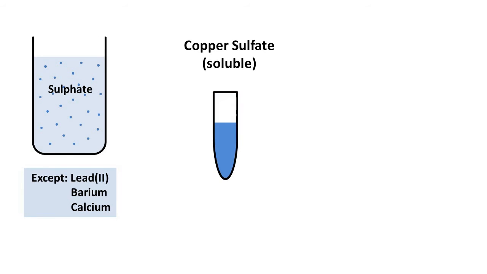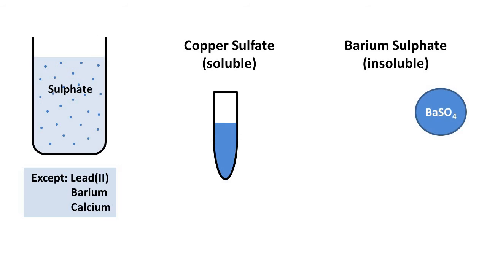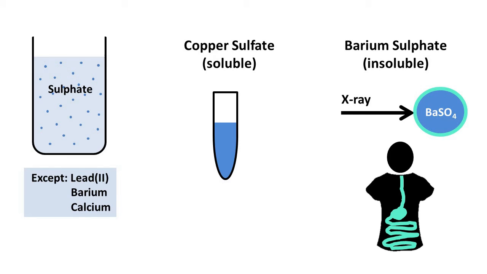Sulfates are soluble except lead sulfate, barium sulfate, and calcium sulfate, which is only sparingly soluble. Copper sulfate dissolves in water and forms a blue solution. Barium sulfate is insoluble and radio-opaque, which means that X-rays cannot pass through it, making it possible to act as a radiographic contrast agent in X-ray examinations of gastrointestinal tracts.